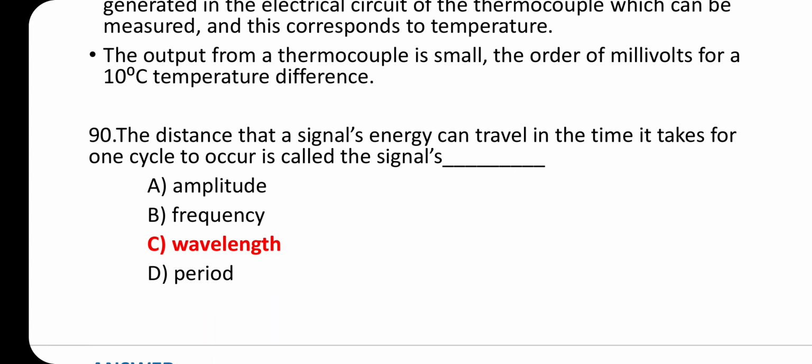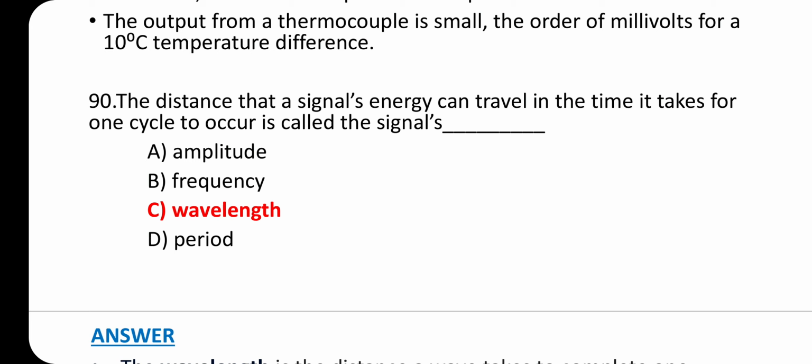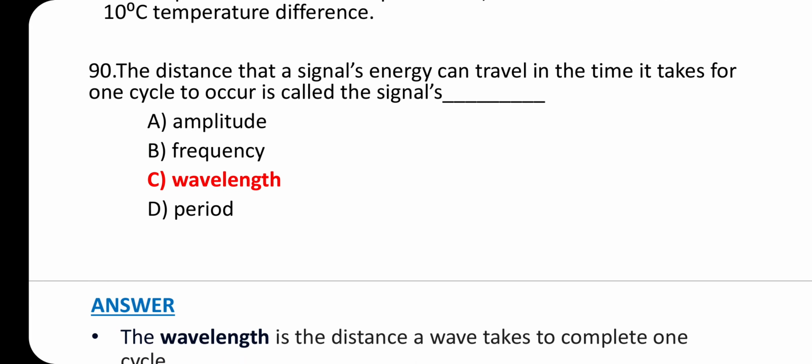The last question of this video and this section is the 90th one. The distance that a signal's energy can travel in the time it takes for one cycle to occur is called the signal's? Answer is option C, wavelength.